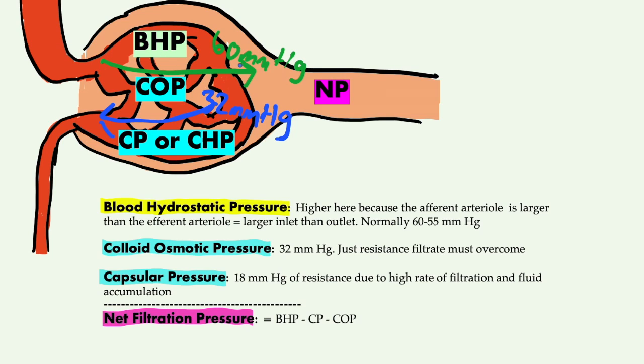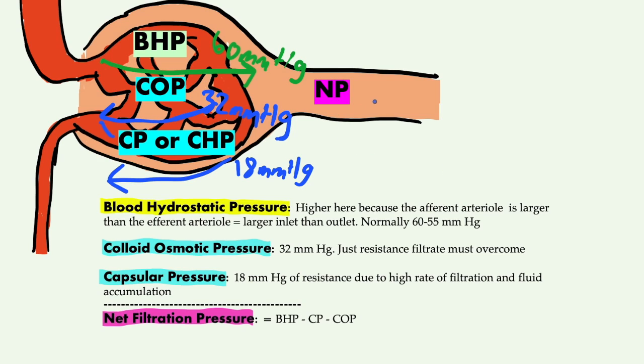The 60 millimeters of mercury must overcome it. Now that's the same for capillary pressure, but instead it is 18 millimeters of mercury. And these are just normal numbers that you'd see in a normal patient. Now this is just resistance, just like I said for the colloid osmotic pressure, and this resistance is due to high rate of filtration and fluid accumulation.